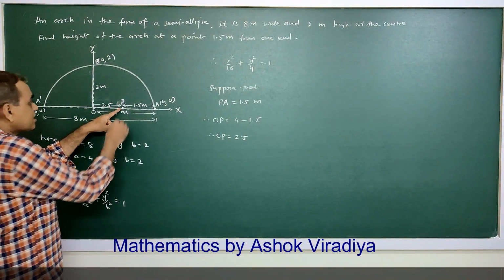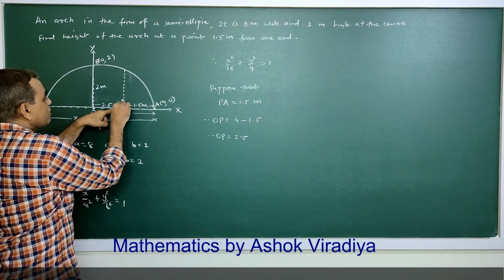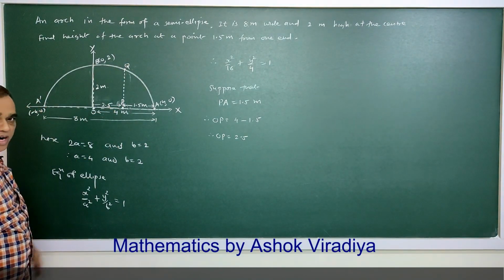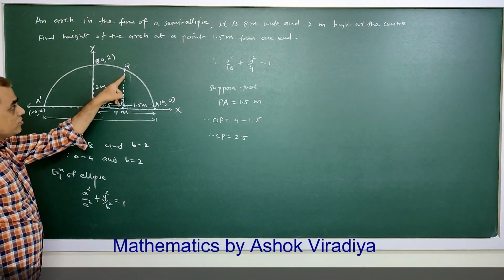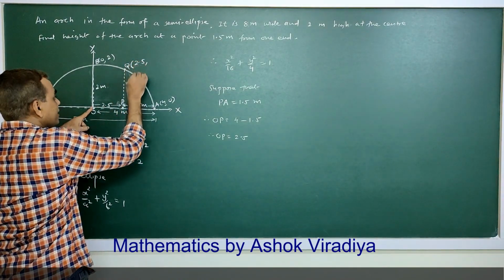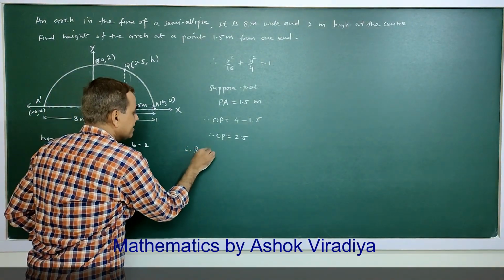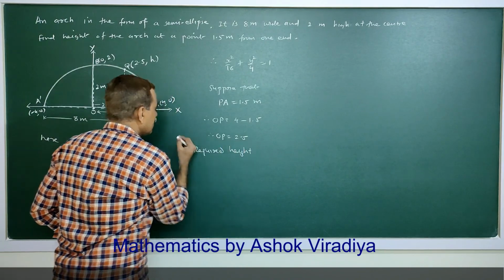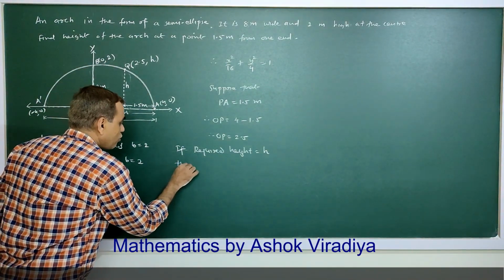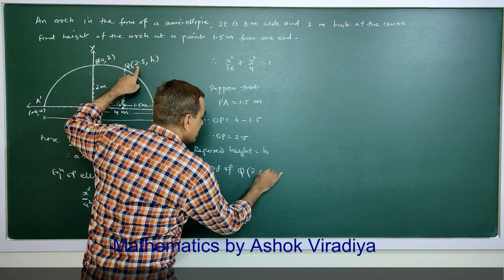So the x coordinate of this point P. Here this is the required height. Let me say this point is point Q. PQ is the required height. Let me say h. So the coordinates of Q will be, its x coordinate will be 2.5 and y coordinate will be h.